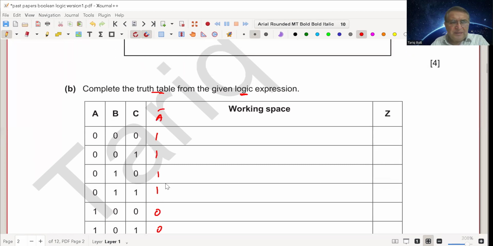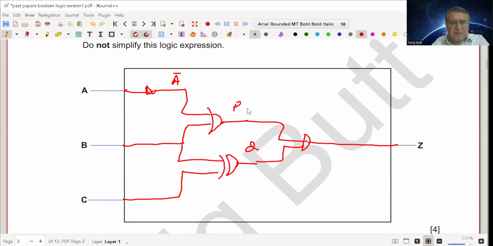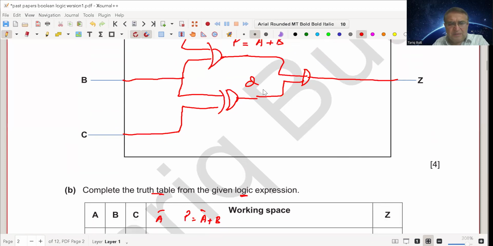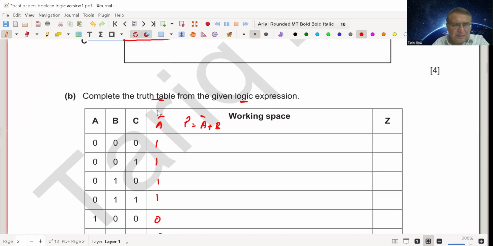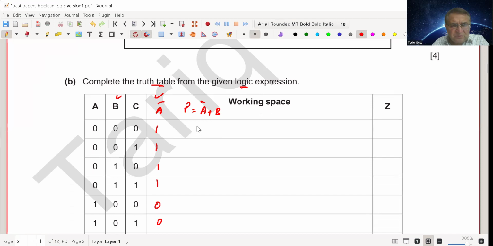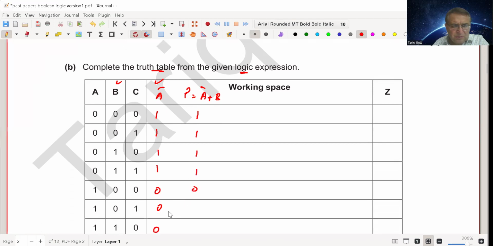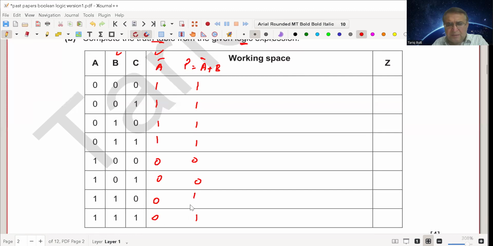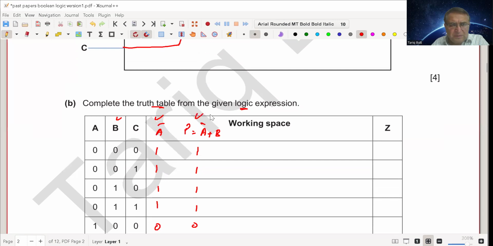Then what we need next is P, which is A bar or B. So you have to OR the A bar and B columns. 0 OR 1 is 1. 0 OR 1 is 1. 1 OR 1 is 1. 1 OR 1 is 1. 0 OR 0 is 0. 0 OR 0 is 0. 1 OR 0 is 1. 1 OR 0 is 1. So you have made this column for P.